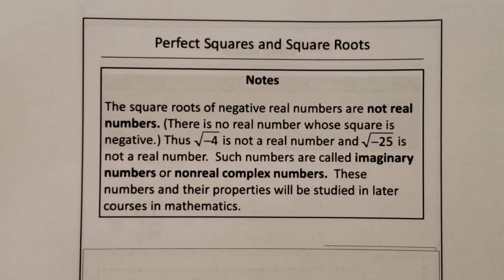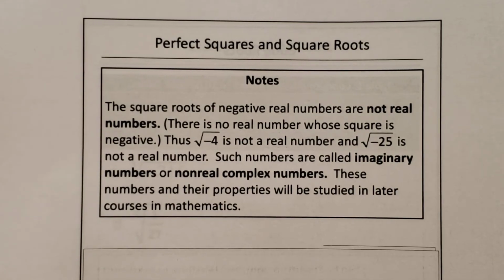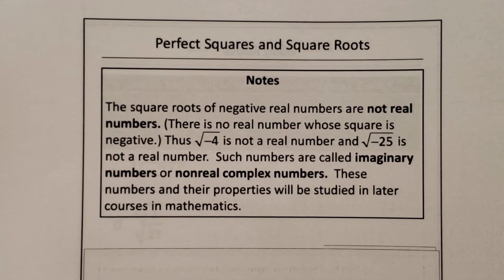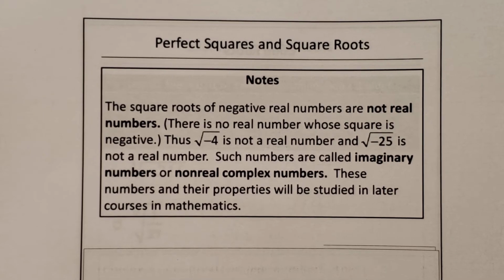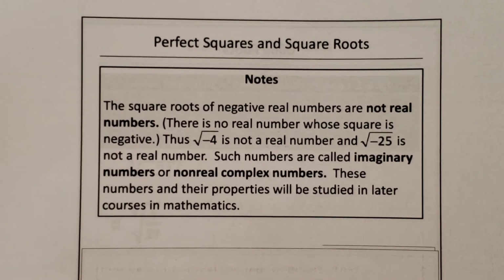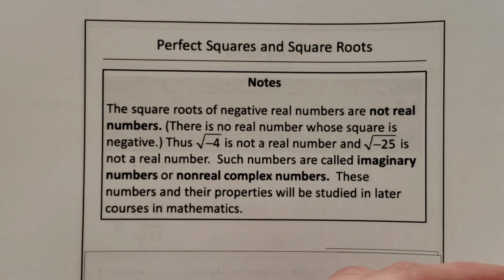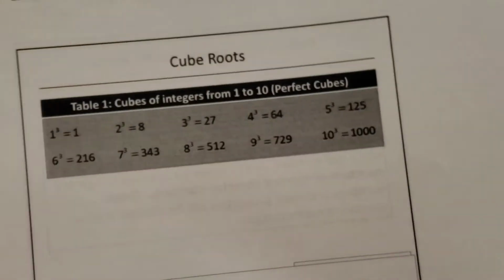All right, so here is a note that I have that you don't have on your paper. It says the square roots of negative real numbers are not real numbers, which is what I just showed you, like G and H. They're asking you the square roots of negative numbers. They are not real numbers. Thus, the square root of negative 4 is not a real number, and the square root of negative 25 is not a real number. Such numbers are called imaginary numbers or non-real complex numbers. These numbers and their properties will be studied in later courses in math, not in this course, however.